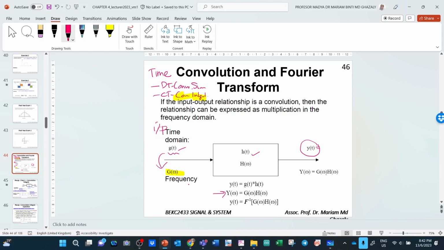So what we have here is that the question was to find the output in time domain using Fourier transform.